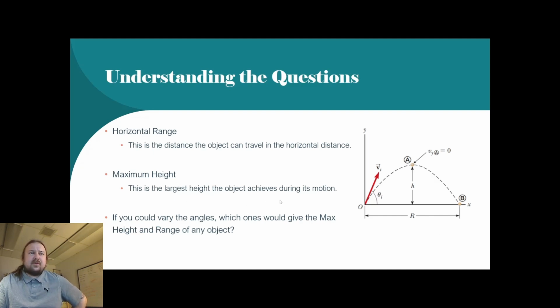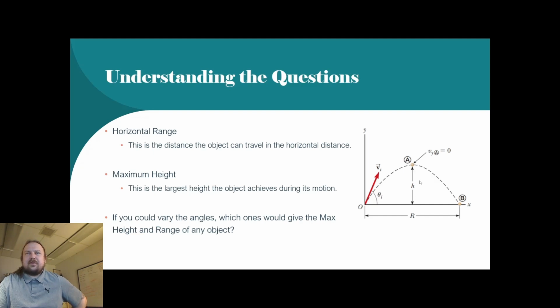Also, you might see them written as maximum height. What is the maximum height of this object? Maximum height would be the largest height an object can achieve during its motion. So that is the peak position, the highest point.